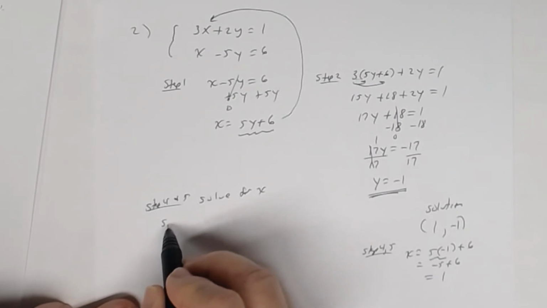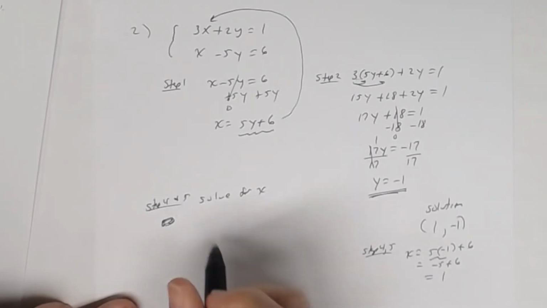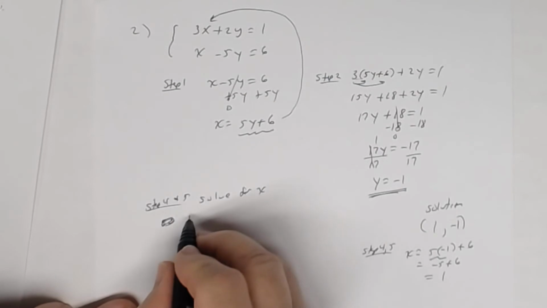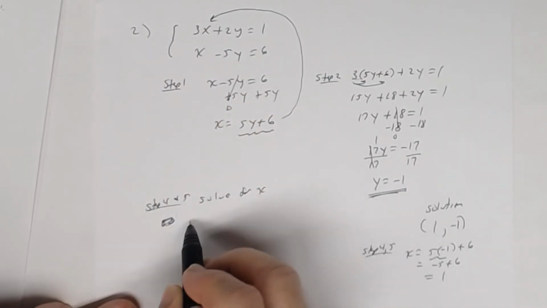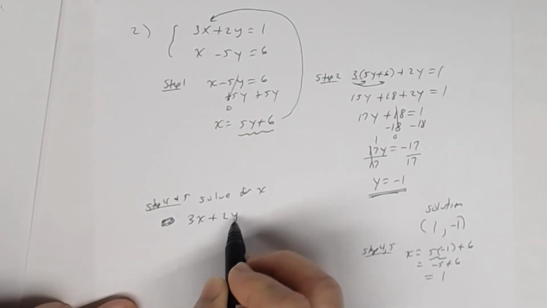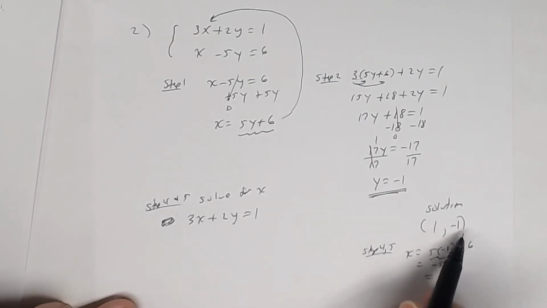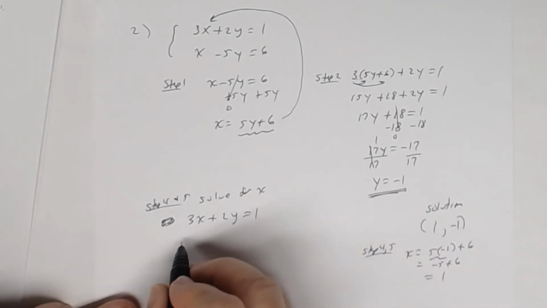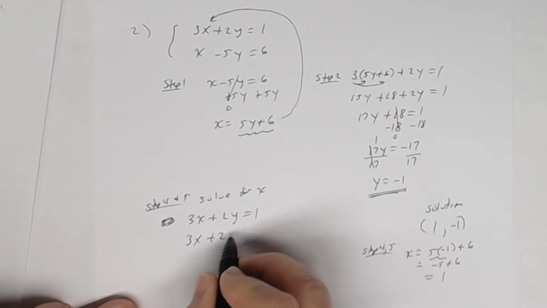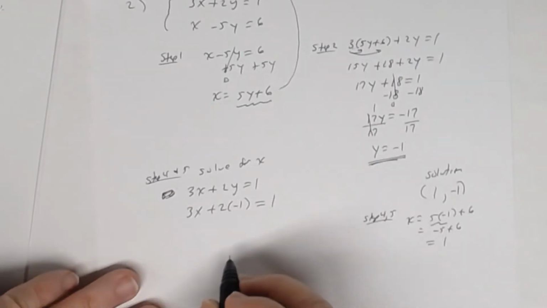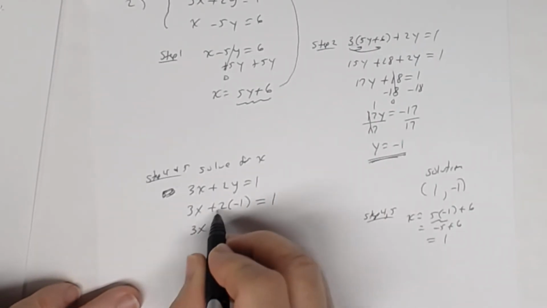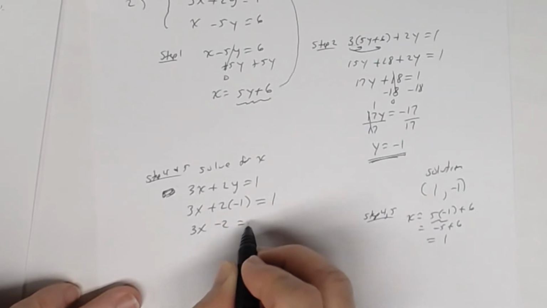All right, so I'm going to go back to the first one. It does not matter, the first or second. So 3x plus 2y equals 1. In place of y, I'm going to substitute -1. So I get 3x plus 2 times -1 equals 1. So that becomes 3x, 2 times -1 is -2, equals 1.